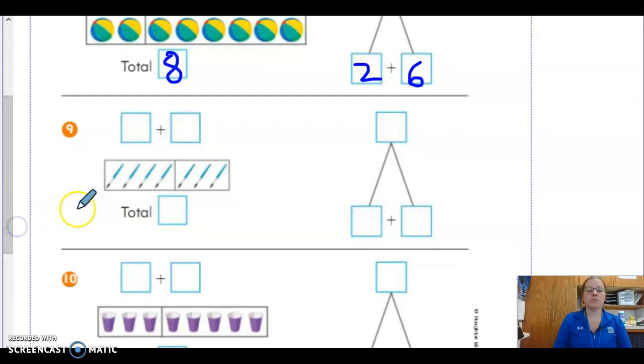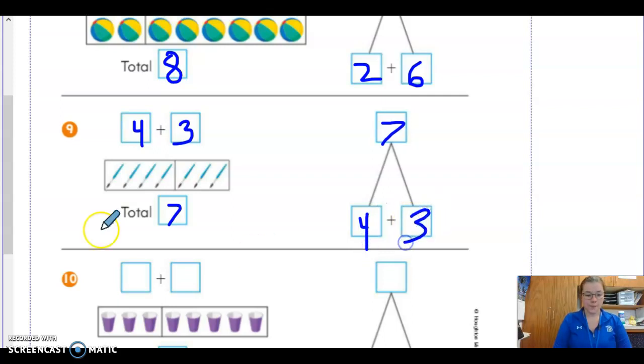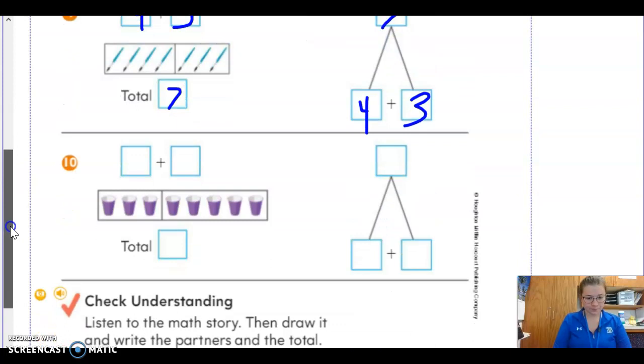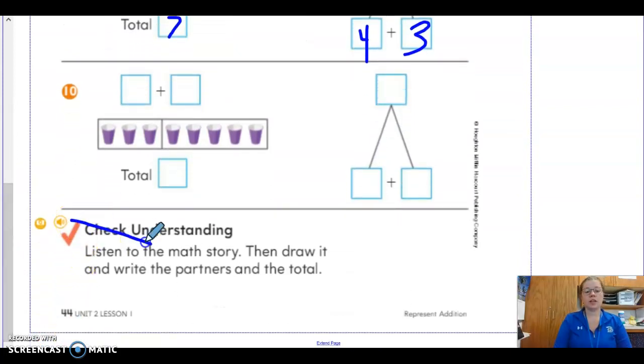Okay, I'll do one more with you. Let's count the paintbrushes. 1, 2, 3, 4. Plus 1, 2, 3. 4 and 3 partnered together to make, count them out, 7. Good. And remember, our total goes at the top, and our partners go at the bottom. Could you please try number 10 on your own? And then check for understanding. We're going to skip it today. Okay? Thank you very much.